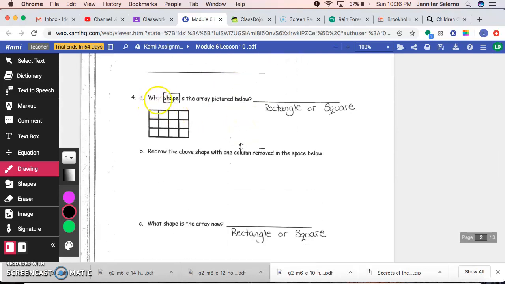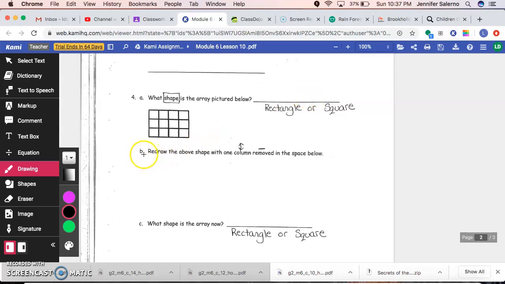Now here it's saying what shape is the array pictured below. So they're showing you this shape. Now notice how this side has 3 and this side has 4. And we talked about this. A rectangle has opposite sides equal. A square has all sides equal. Just to go over our shapes again. Rectangle is opposite sides equal. A square is all sides are equal. So think about the fact that I just said that this is 3 on this side and this is 4. You should know what shape this is, okay? You're going to write down right here if it's a rectangle or a square.